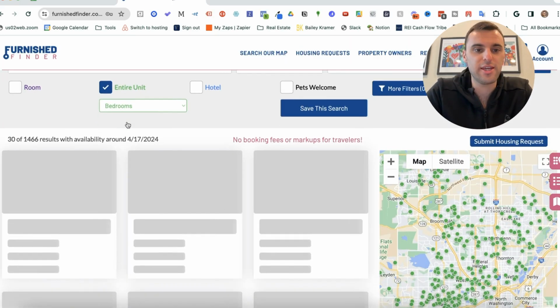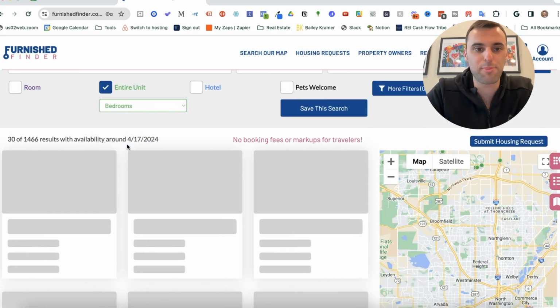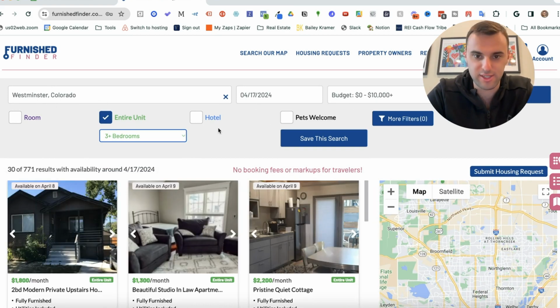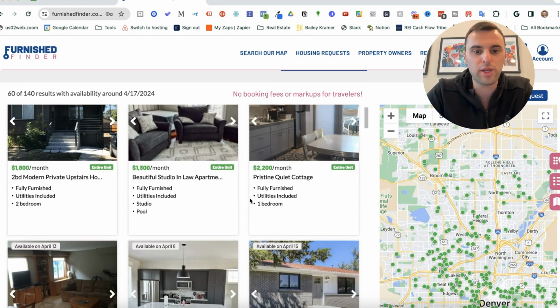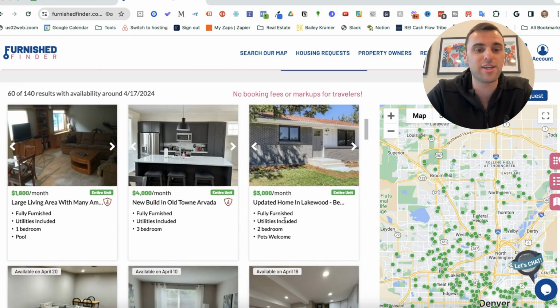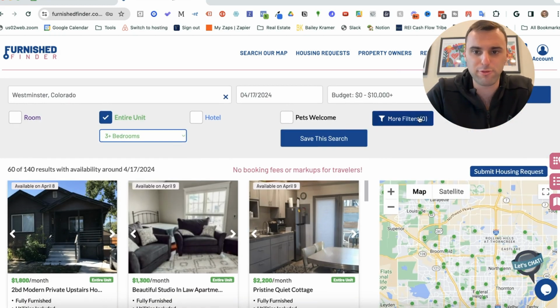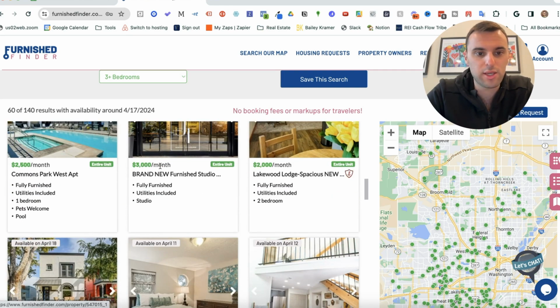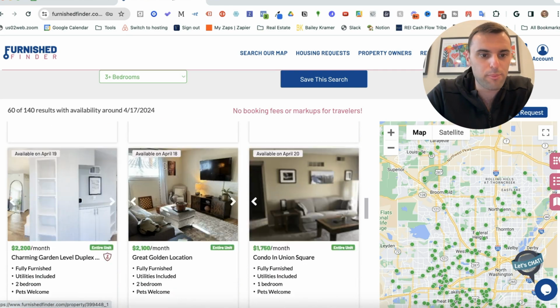And then let's just say we're looking at a 3-bedroom property. And let's just pretend like it's in Westminster, Colorado, just as the example here. What we're going to do is we're going to look at properties that are similar size to ours. So again, I said 3 bedrooms. So we can see this 3-bedroom is $4,000 per month. Okay, I'm going to keep scrolling down. Let's see if there's any other 4 bedrooms in here.